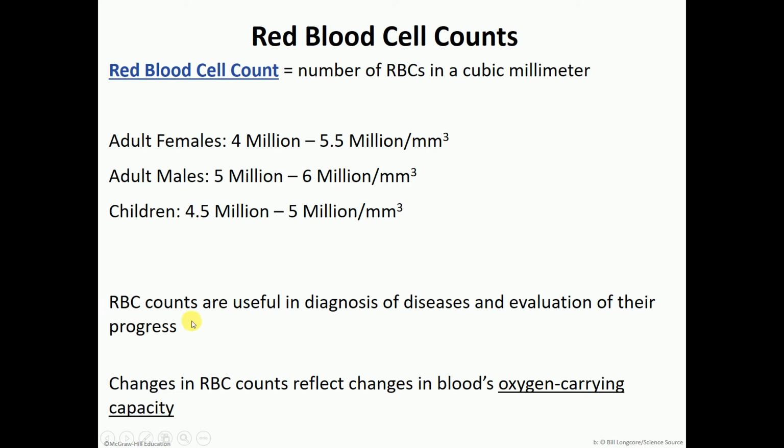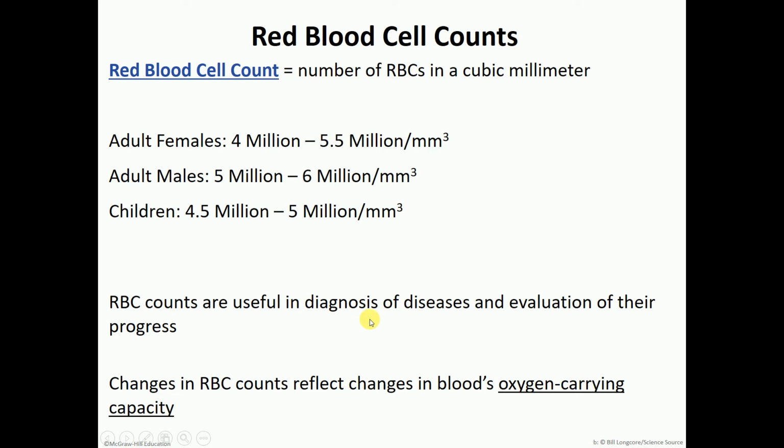Red blood cell counts are useful to diagnose diseases and to evaluate progress and response to treatment. So if you take an RBC count and it is low, being anemic can either be due to maybe iron deficiency, or it could be secondary to another disease, meaning that there's something else going on in the body, and the body is responding to that by not making enough RBCs. So again, your RBC count is kind of like a red flag that tells you that there is something going on in the body.